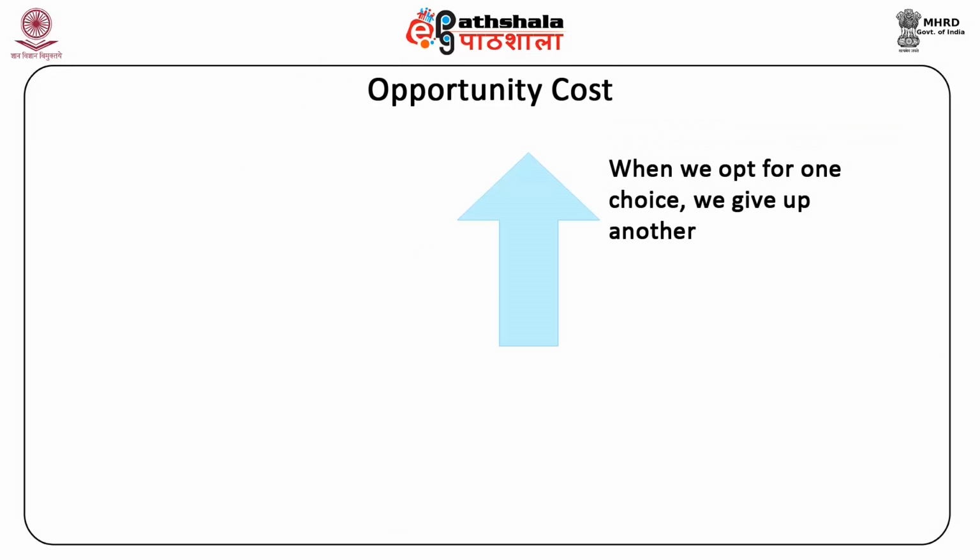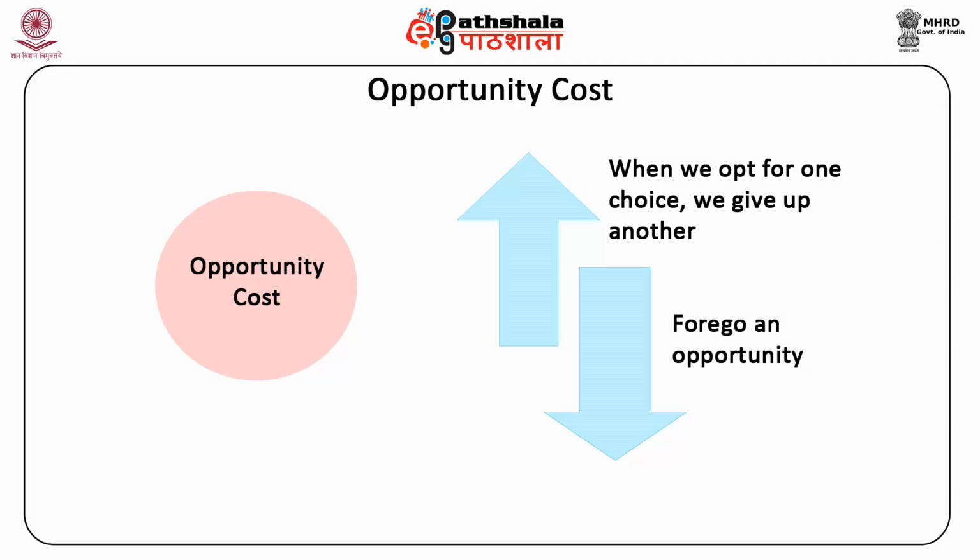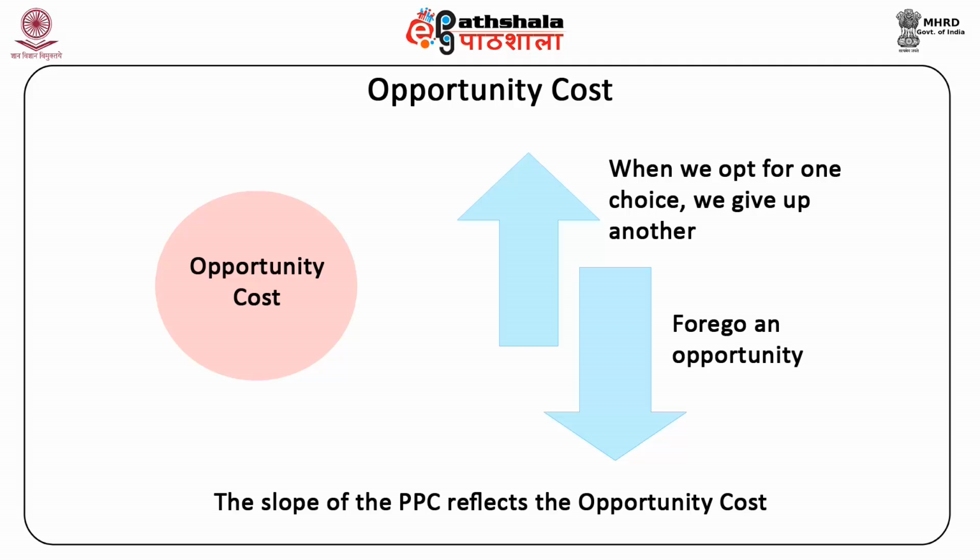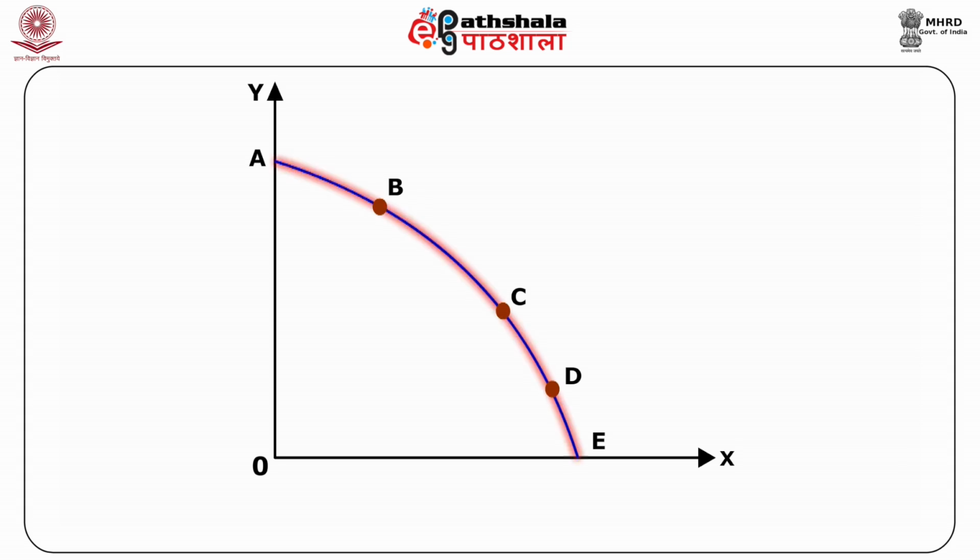Now, when we opt for one choice, we give up another. We forgo an opportunity. The cost of opting for one choice is thus the opportunity of opting for the other. In economics, this is given the name of opportunity cost. The slope of the PPC reflects the opportunity cost. Usually, the PPC is bowed outwards or concave.